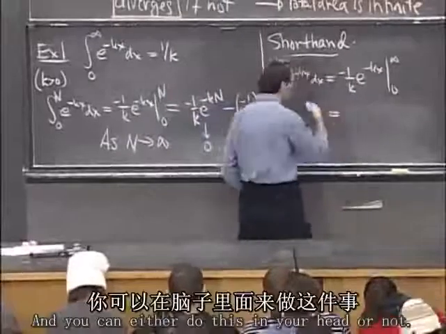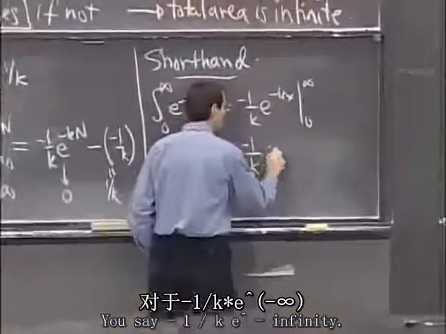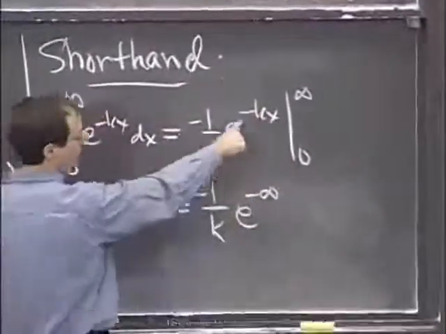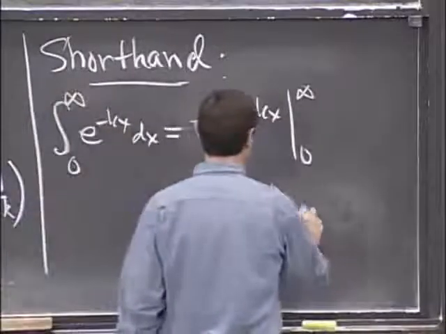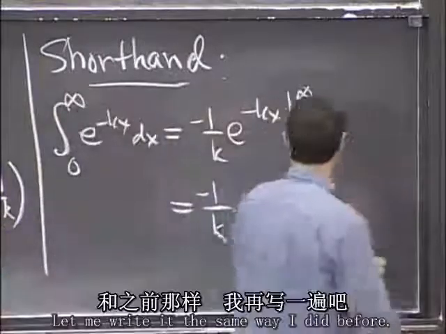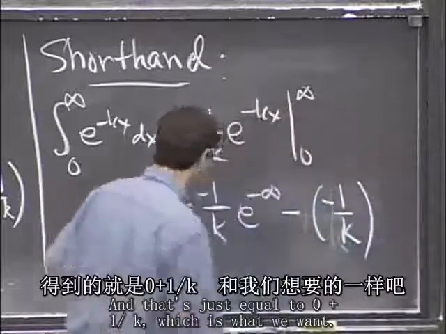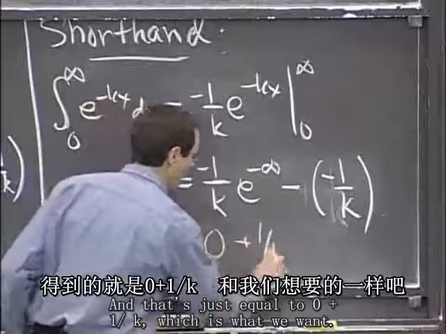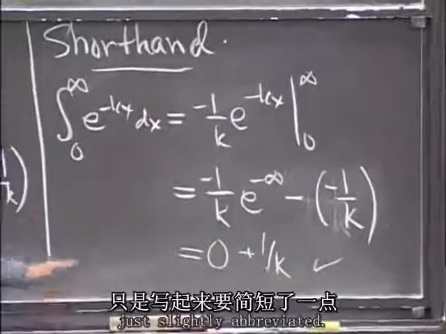And you can either do this in your head or not. You say minus 1 over k e to the minus infinity. Here's where I've used the fact that k is positive, because e to the minus k times a large number is e to the minus infinity. And then here, plus 1 over k, right? Minus a minus 1 over k. Let me write it the same way I did before. And that's just equal to 0 plus 1 over k, which is what we wanted. So this is the same calculation, just slightly abbreviated.